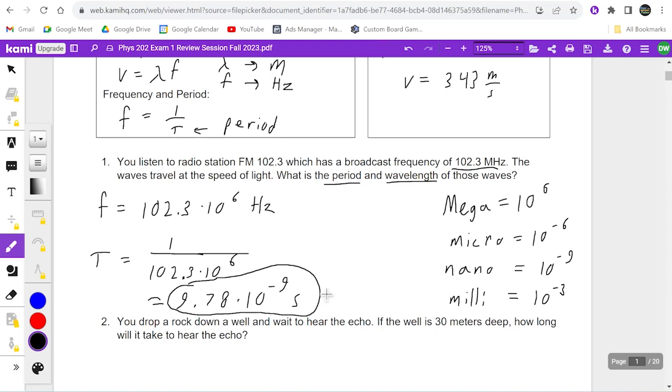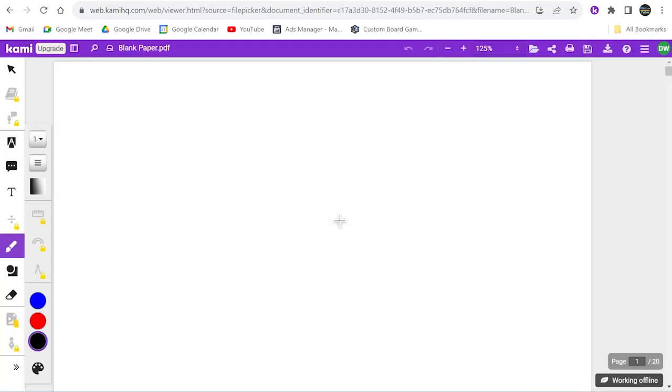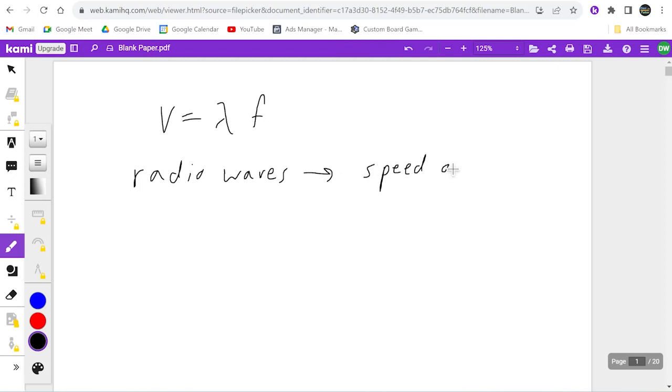And then next we need to find the wavelength. To find the wavelength, I'm going to be using this fact, v equals lambda times f. In this case, you probably don't know this yet, but radio waves travel at the speed of light. And again, that's more of a second exam topic. So I'm just going to tell you this, and they'd probably tell you on the exam, radio waves travel at the speed of light. But either way, now you know.